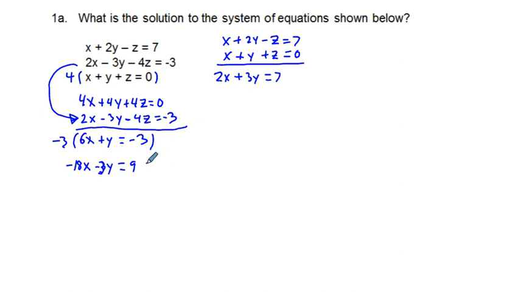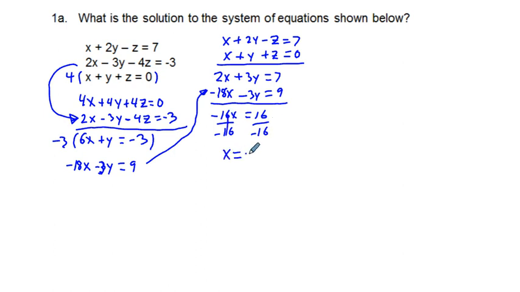So we have two equations and two unknowns. We'll bring this equation right up here, and we have 2x plus... -18x minus 3y is equal to 9. Then we add these equations together: 2x minus 18x is -16x, and we cancel the y's. -16x equals 16. Dividing by -16, we get x is equal to -1.